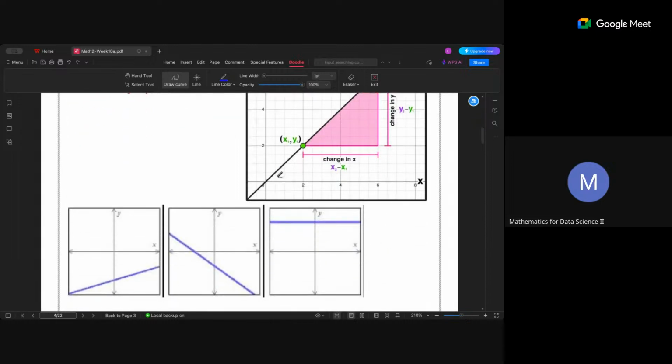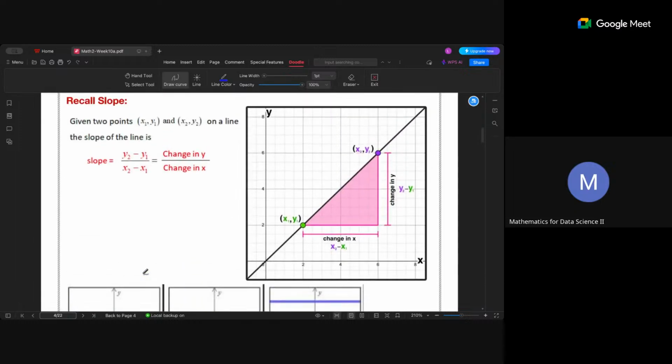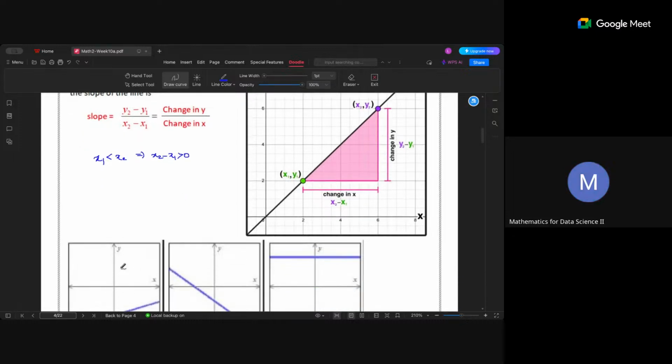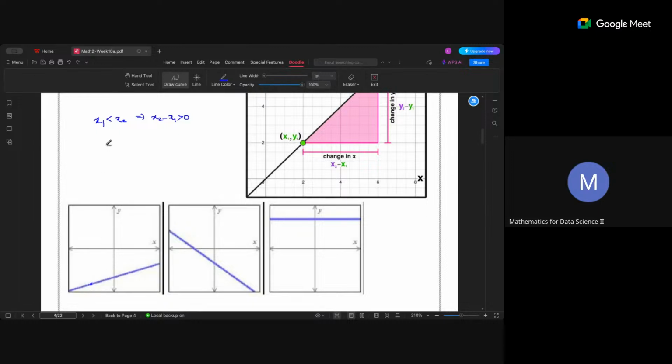Now, for example, if you are considering a line like this or a line like this, what do you observe? In general, if you take any point here and then a point somewhere here, what can you say about x1 and x2? What is the relation between x1 and x2? x1 is less than x2. Yes. So this means that x2 minus x1 is positive. Now, for this particular graph, suppose you take any two points on this line. Let us say this one is (x1, y1), and the one on the right hand side is (x2, y2).